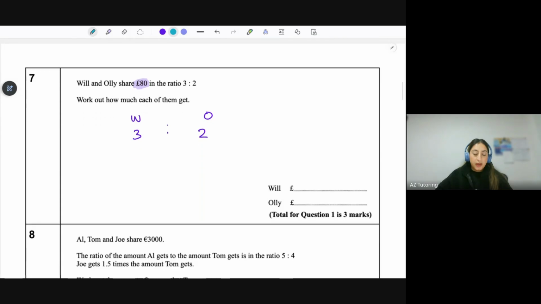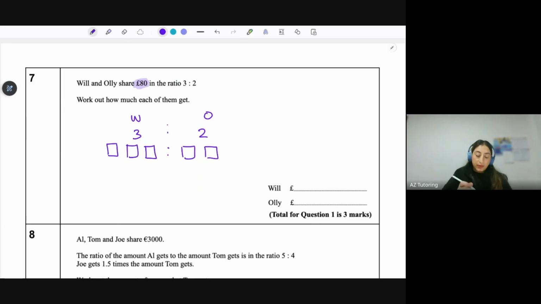Okay, so moving on. Will and Ollie share £80 in the ratio 3 to 2. Work out how much each of them get. So what this question is basically saying, they've given you how much they're going to be getting in a ratio form. So you need to share £80 in that ratio. So if we take a look at it, we know Will is going to get 3 parts. So this is where parts gets introduced. So a ratio can also be known as parts, or 3 sections or 3 parts. So Will is going to get 3 parts of that £80, and Ollie is going to get only 2 parts of that £80. So we need to share them up.